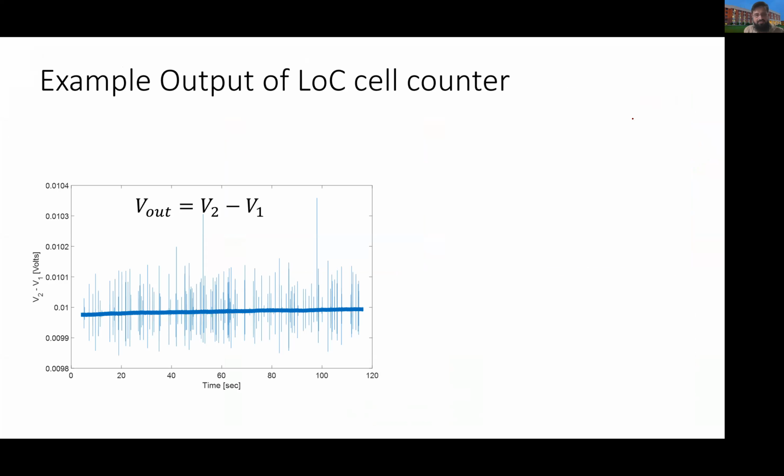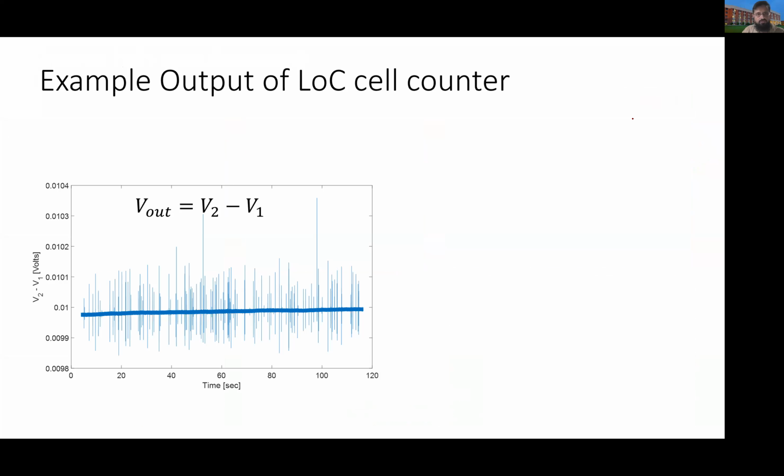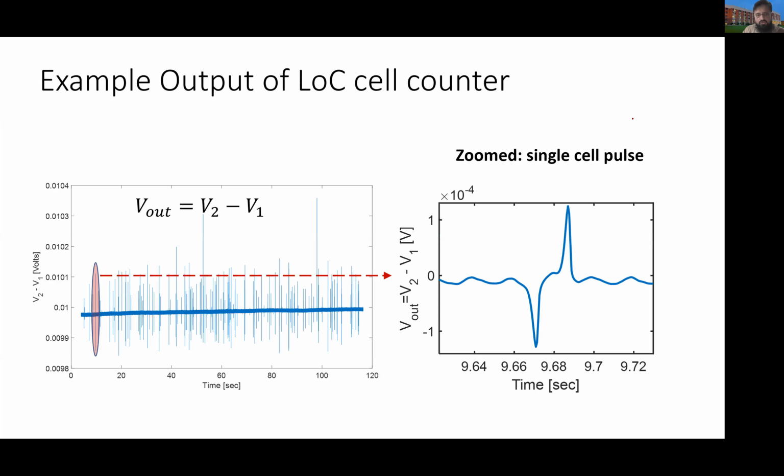Once we have the device ready, it's time to test the device and look at the output. This is one of the outputs from the device, and this is a 2-minute signal. In the lab that you will do later after the lecture, you will get a chance to play with this data. It shows that there are a lot of pulses, and each of these pulses corresponds to one cell that you detected. If I zoom in on one particular pulse, I will again see that bipolar thing that I explained a few slides before.